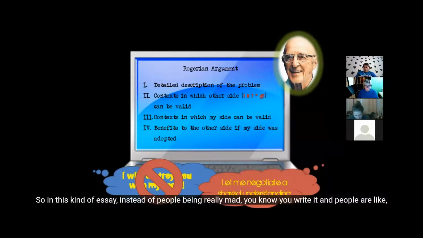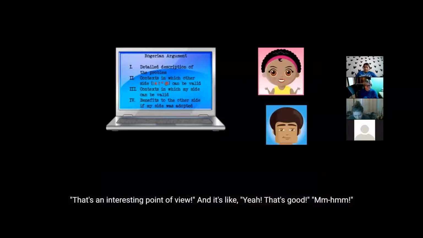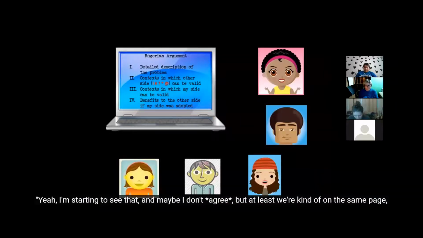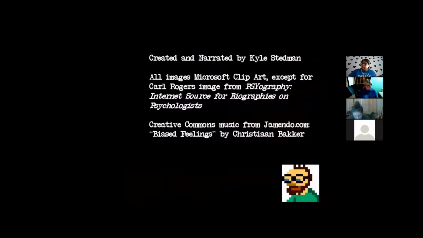So in this kind of essay, instead of people being really mad, you write it and they say, hey, that's an interesting point of view. Yeah, that's good. Yeah, I'm starting to see that. And maybe I don't agree, but at least we're kind of on the same page. At least we're moving towards actual understanding. That is how you make a Rogerian argument.